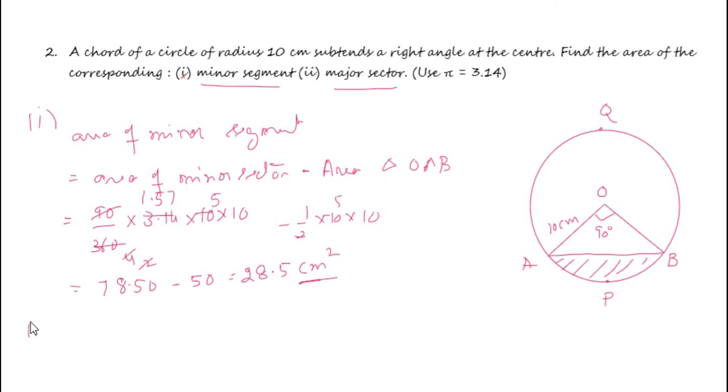Now second, we need to find out the major sector area. That is area of major sector, that is equal to theta. If this is 90, the balance is 360 minus 90, that is 270. So it is 270 divided by 360 into pi r square, 3.14 into r square, 10 into 10.